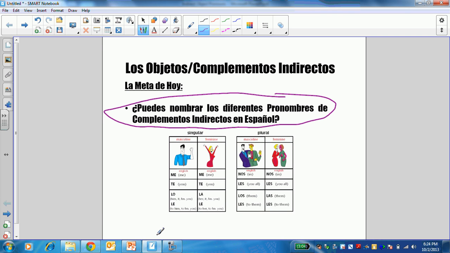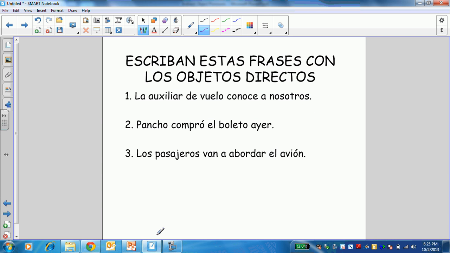Okay, ustedes van a tomar apuntes. You're going to be taking some notes, so make sure you got a sheet of paper out. Okay? So what I want you to do, take 1 minute, 2 minutos. Van a escribir estas frases, 1, 2, 3, con frases, con complementos directos, con lo, la, los, las, or me, te, nos, os. Okay? Let's take about 2 minutes to do that.